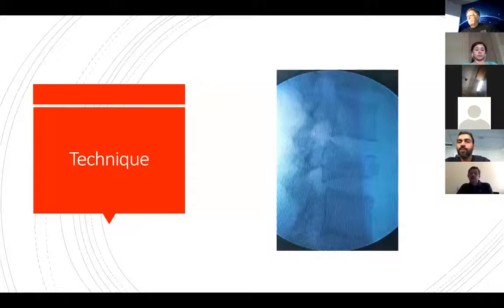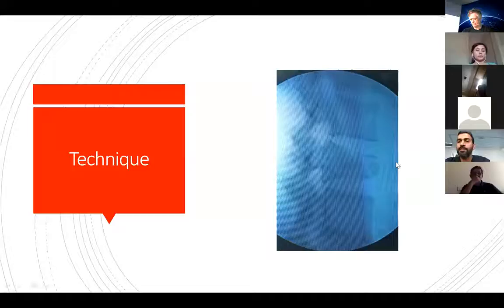So coming to the technique of placing a percutaneous pedicle screw, you can all very well appreciate this radiograph showing a fractured vertebra. This is the L3 vertebra, and ideally we should have a CT scan as well to classify, but this was an A4 fracture of the L3 vertebra.